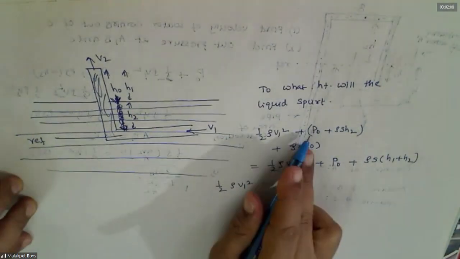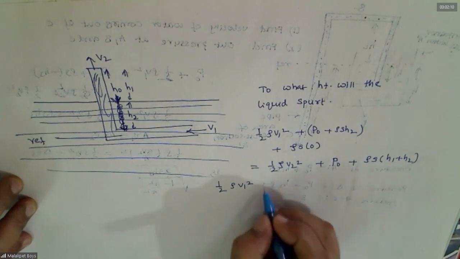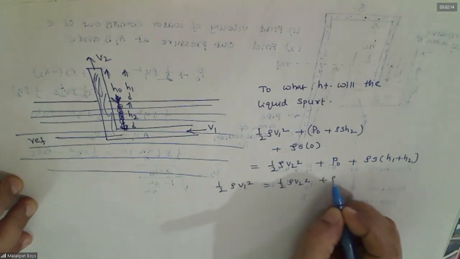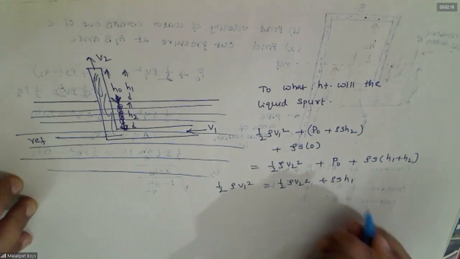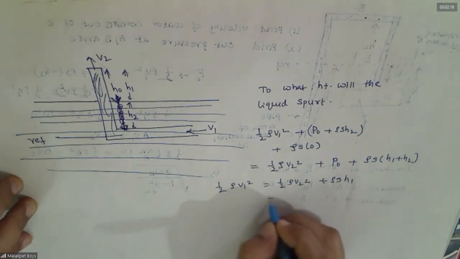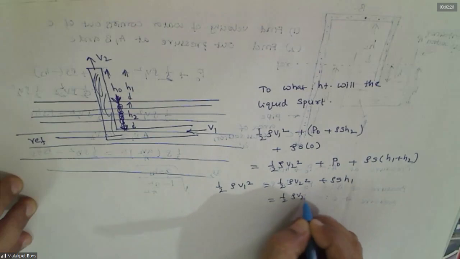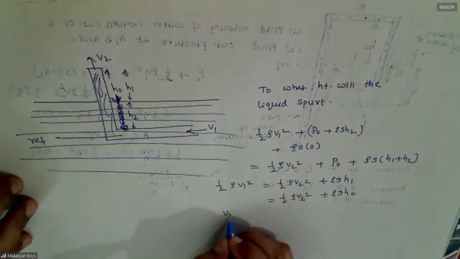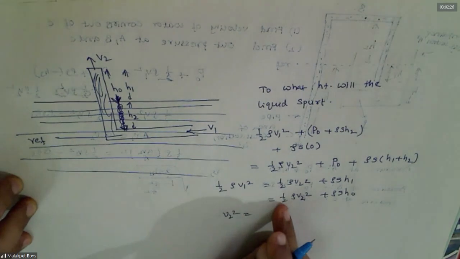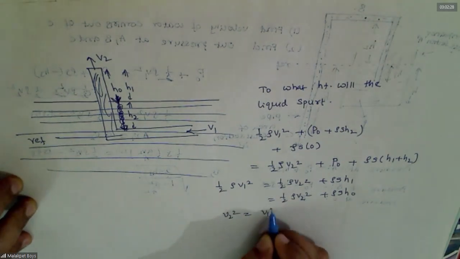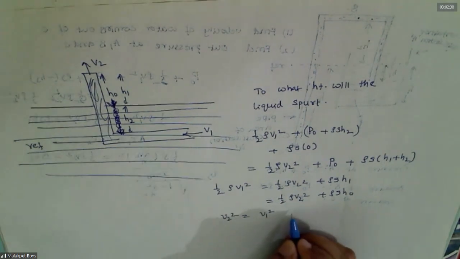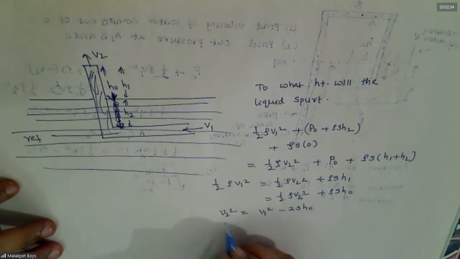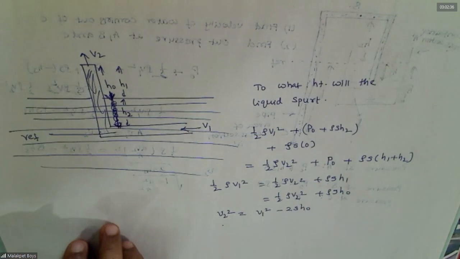Yes, sir. P naught will get cancelled, rho g h2 will get cancelled, half rho v2 square plus rho g h1 will be there. That is nothing but, so you will get v2 square, half rho will get cancelled, v1 square. Do you agree with this? Am I right or not?